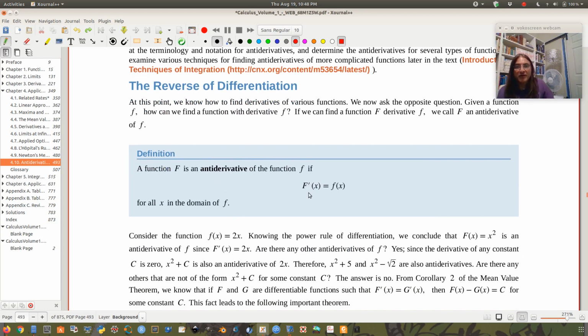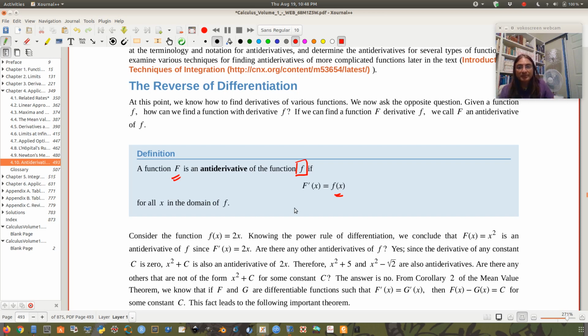So given a function f, if we can find a function uppercase F such that the derivative of that is the function f, we call uppercase F the antiderivative. So if you take the derivative of that, you get the function back.